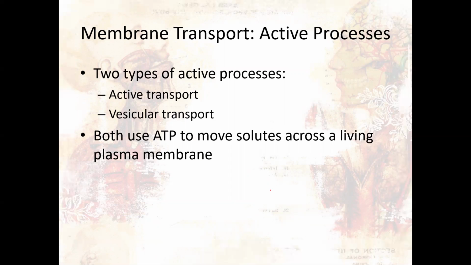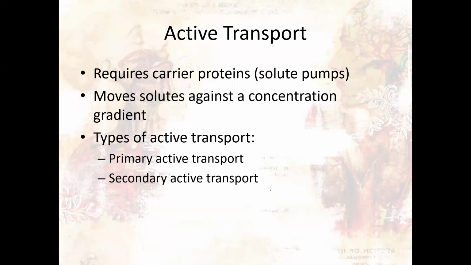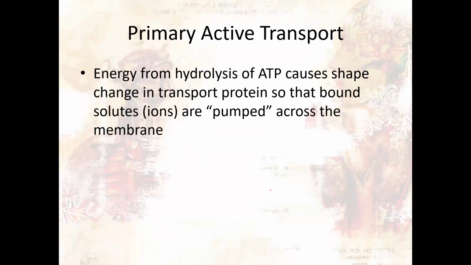Active transport requires energy. There are two types of active transport: active and vesicular. Both of them require energy, and remember, energy is ATP. Active transport moves something against a gradient, from low to high concentration. And it's going to require a carrier protein that uses ATP. Now, there are two types of active transport. The first type we'll look at is called primary active transport. We directly use the energy of ATP to change the shape of the protein, and we pump something across the membrane.